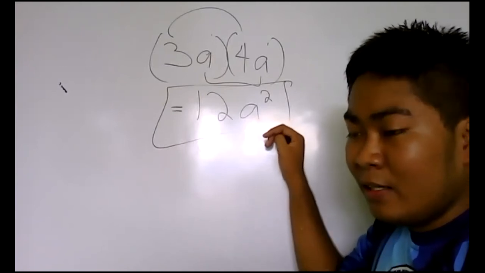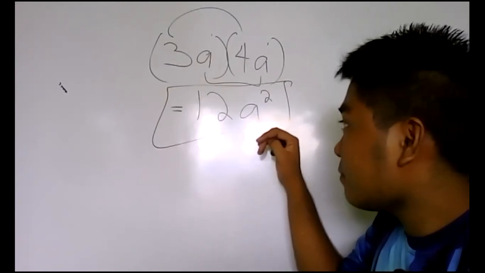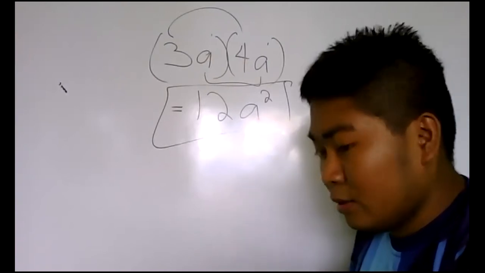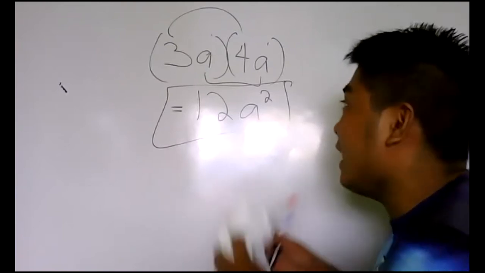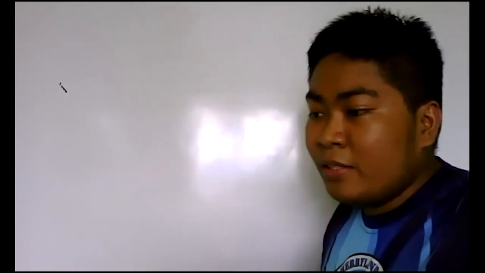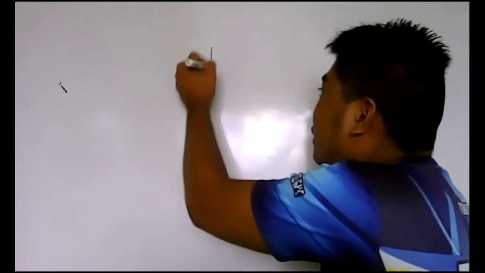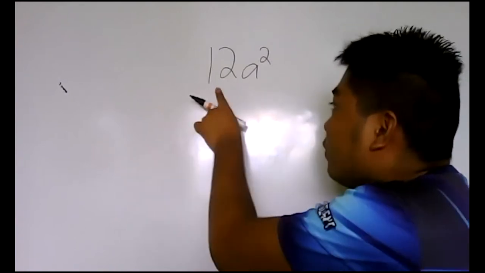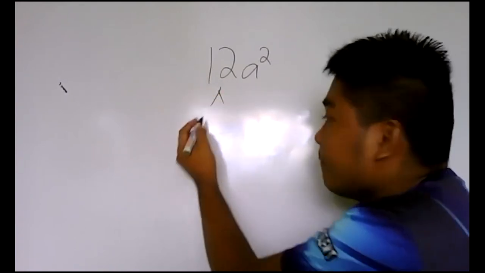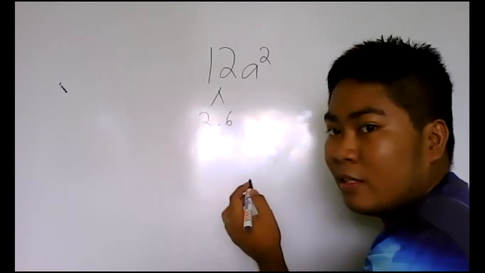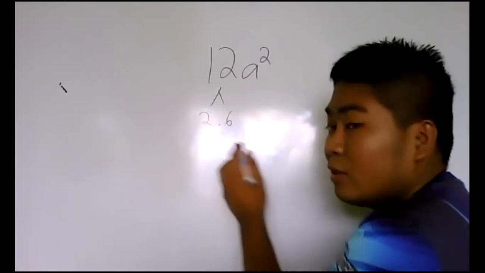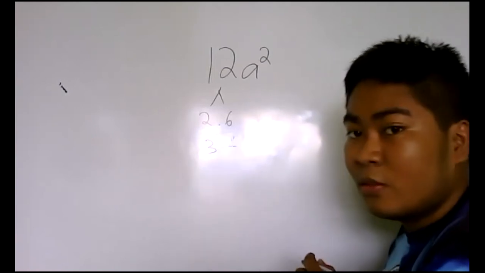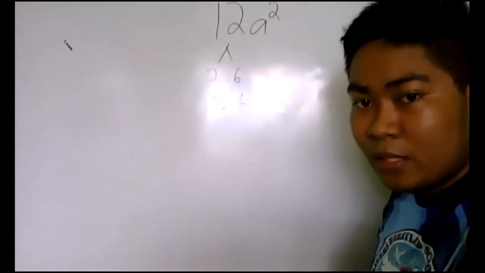So otherwise, this would be the factoring. In factoring naman, kabaliktaran siya. Instead of writing 12a squared, ito naman yung factor natin ngayon. So 12a squared, what would be the factor of 12? We have 2 times 6. And what else? We have 3 times 4. So medyo maliwanag siya doon.